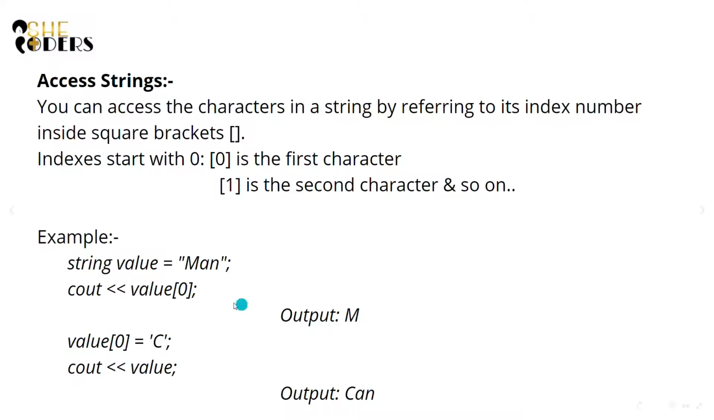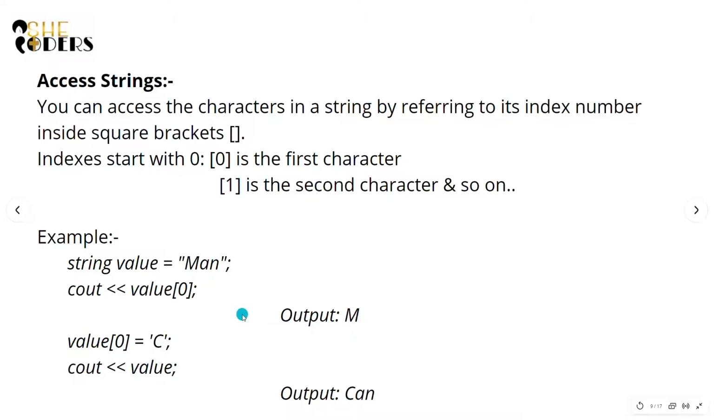Like here, for example, I have declared a string variable with the name value, and given man as the value, within double quotes. So man is the value of the string with 3 characters. To access the first character, I have written here value of 0. Whenever you write the index value inside the square brackets like this, you get the output of the character at the respective position.